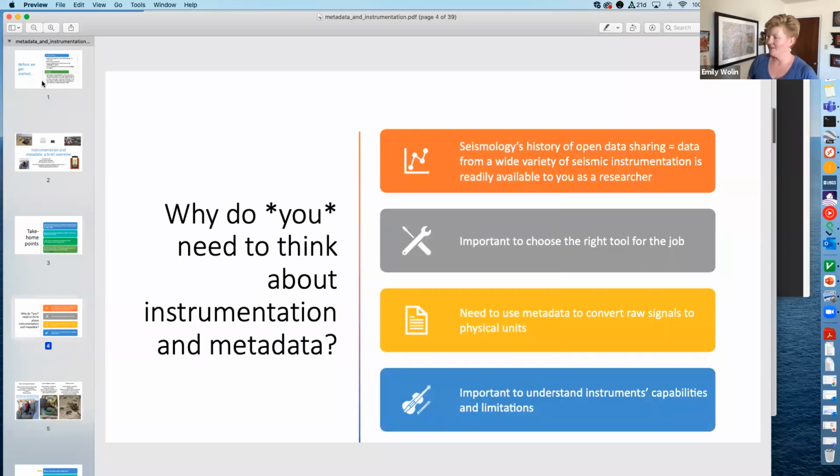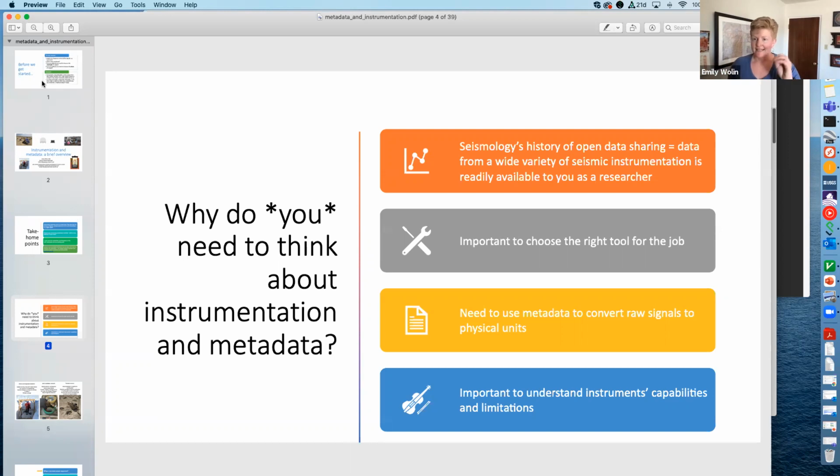All right, so a little bit more context. Why do you need to think about instrumentation and metadata? Well, one really important reason is that seismology has this fantastic history of sharing data freely, right? Many experiments have produced publicly available data. National seismic networks, like the one I run, and regional seismic networks, we make our data free to everyone to look at.